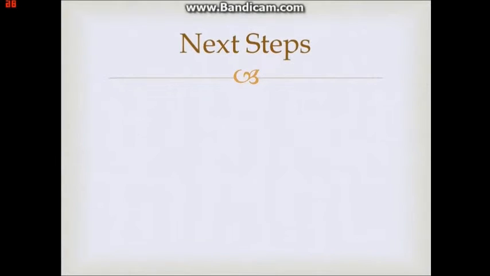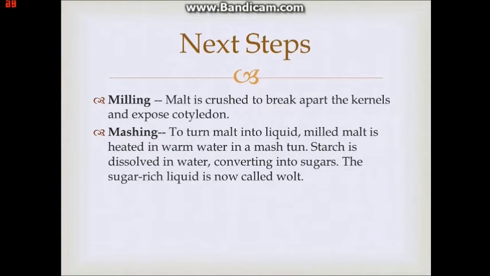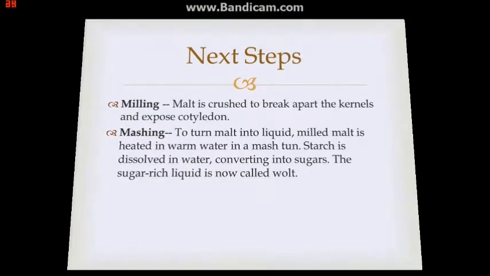The second step will be milling. The malt is crushed to break apart the kernels and expose the cotyledon. The third step is mashing. It is to turn malt into liquid. Milled malt is then heated in warm water in a mash tun. Starch is dissolved in water, converting it to sugars. The sugar-rich liquid is now called wort.